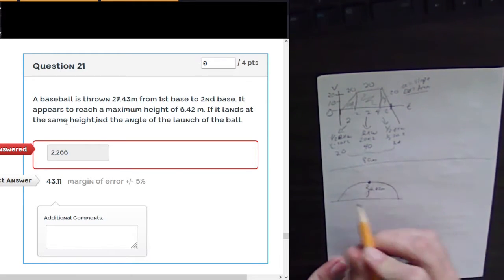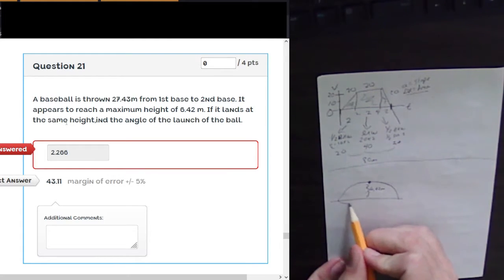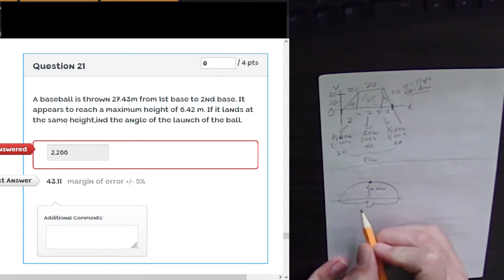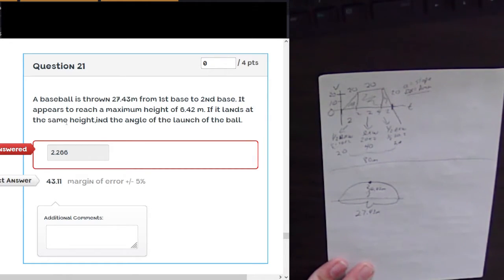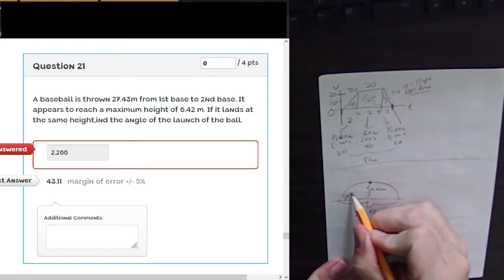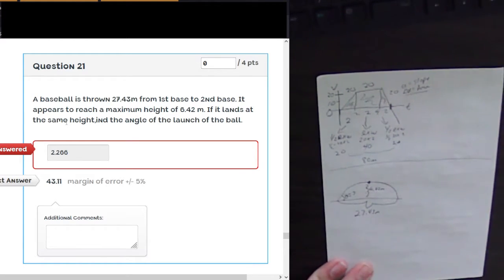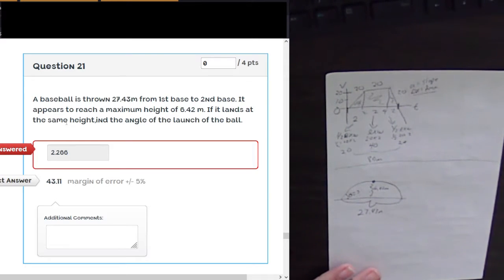And then it gives us the range as 27.43 meters. And it wants us to find the angle of launch. So this is going to be launched at some angle, theta. Okay, so this one is going to take us a few steps, because in order to find the angle, we have to find information about the sides of the triangle.